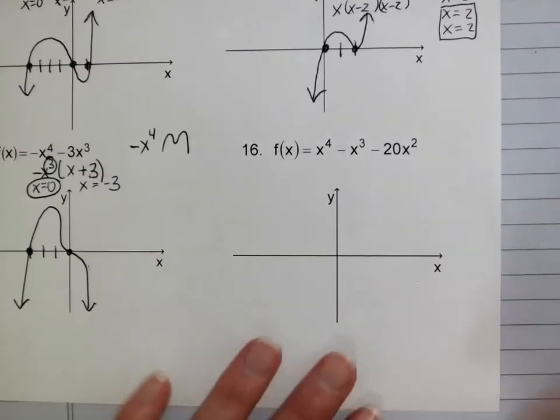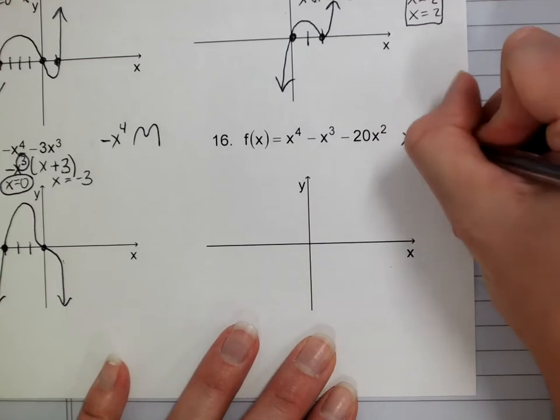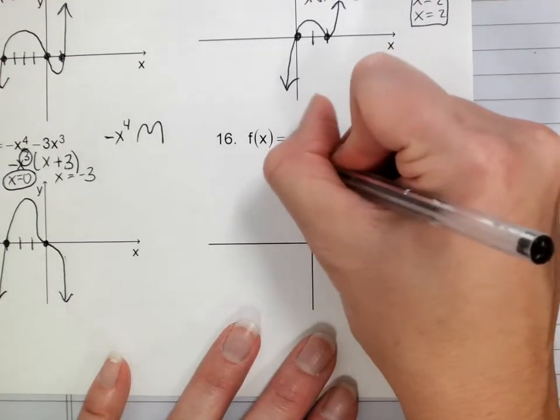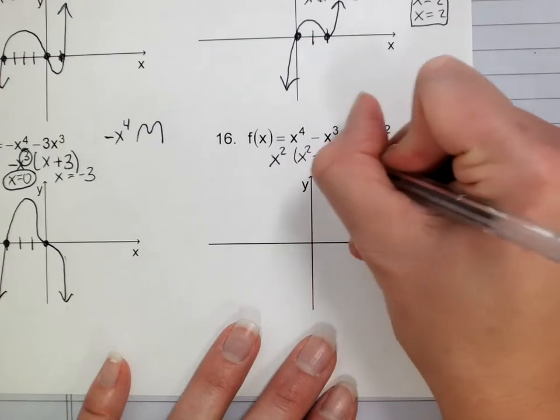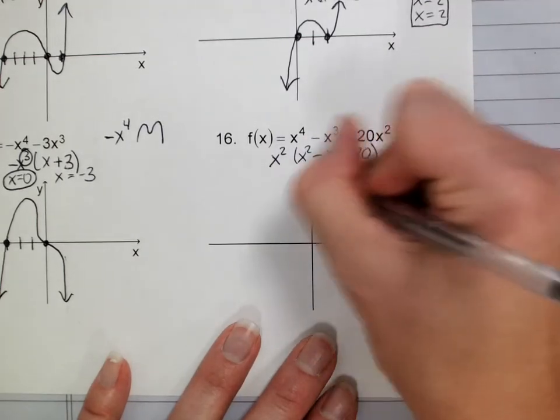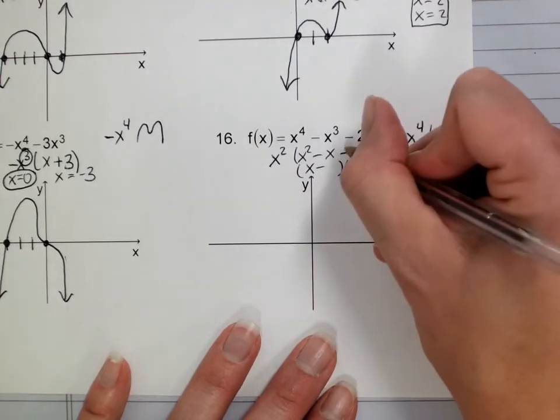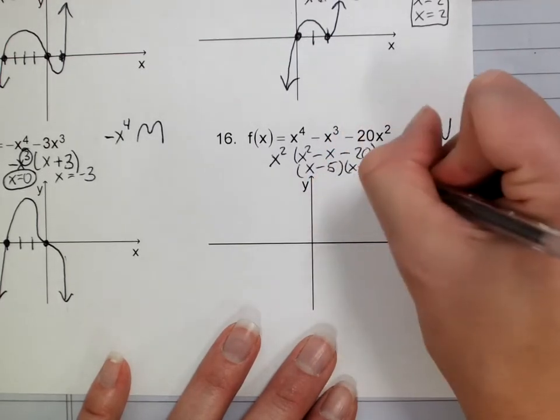All right, one more graph. This one's a positive x to the 4th. So that tells me it's going to look like this. Okay, factoring it out, step 1 is I can factor out an x squared. That leaves me with x squared minus x minus 20. Factoring that, that's going to be a minus and a plus. What multiplies to be 20 and subtracts to be 1? 5 and 4.